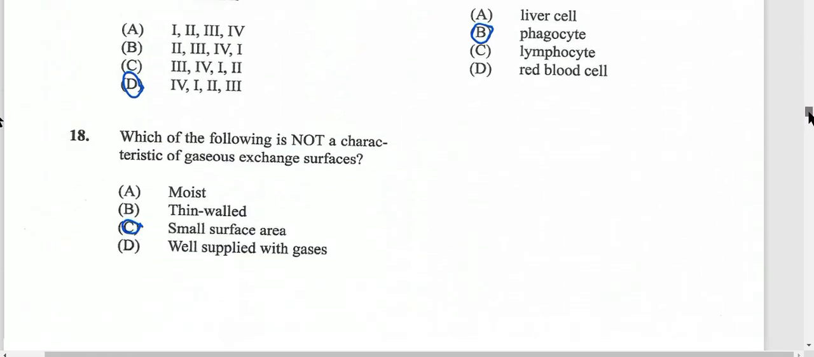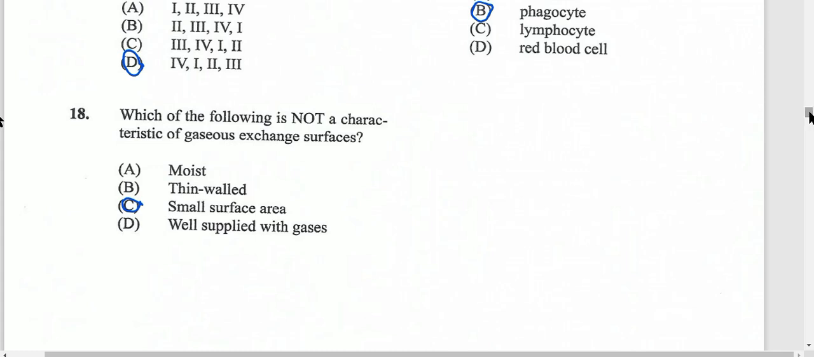Of course you could just look at it at your leisure, but the answer here is always going to be D for question number 17. Question number 18: which of the following is not a characteristic of a gaseous exchange surface? Gaseous exchange surfaces are usually moist, they usually have thin walls, and they have a rich supply of blood vessels. They are well supplied with gases. Now, which is not? They usually have a large surface area, so here we have small surface area. So remember, the operative word here is not. So C is our answer.